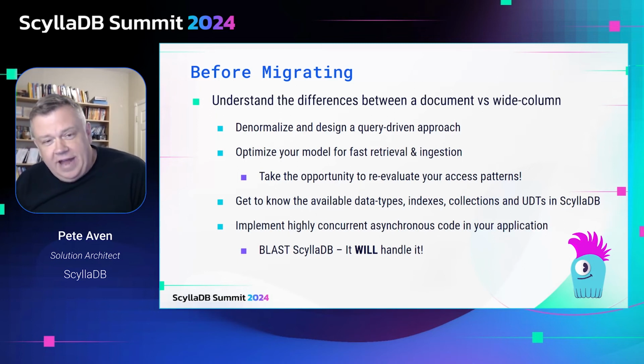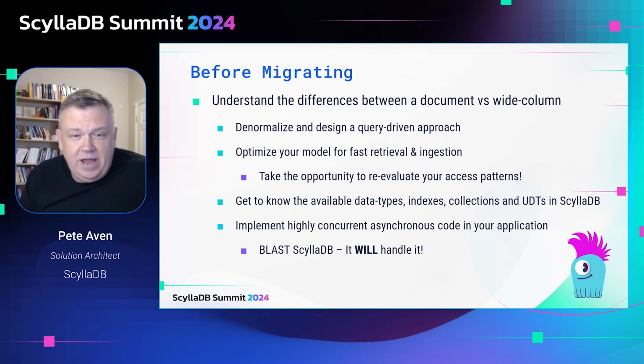First, you're going to ask yourself what queries you want to be able to ask of the data. I'm then going to create tables to support those types of answers, and then move that data over using my connectors and drivers. But before migrating, you want to understand the differences between a document versus wide column. So denormalize and design a query-driven approach. You optimize your model for fast retrieval and ingestion, and you take the opportunity to reevaluate your access patterns.